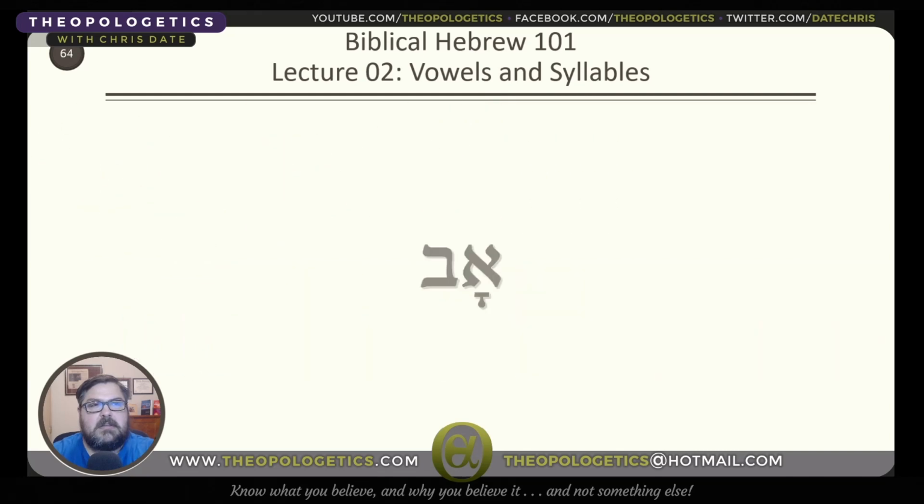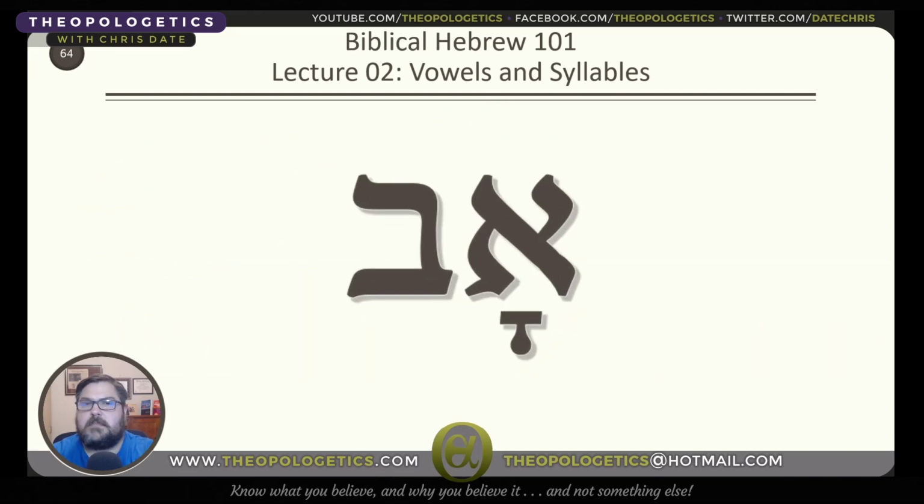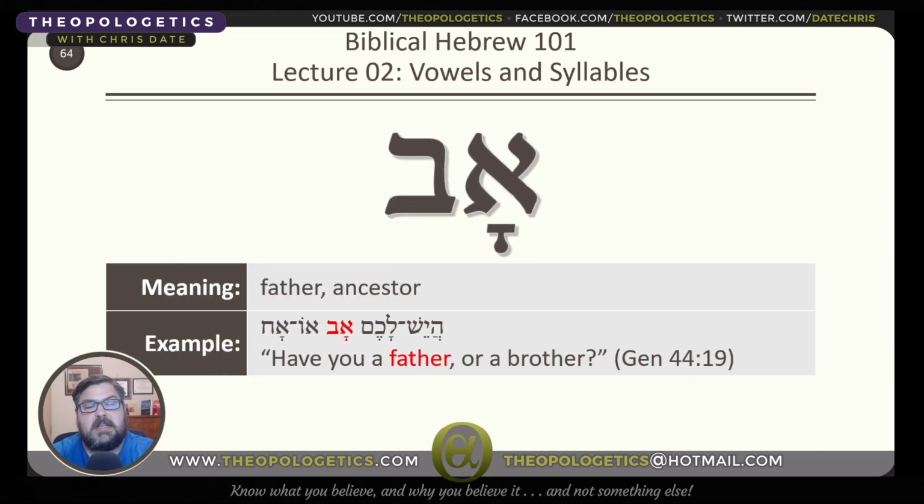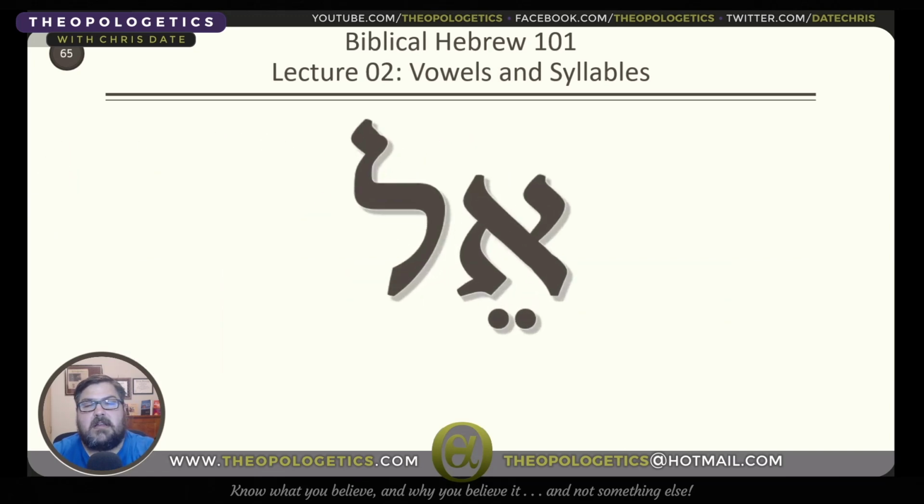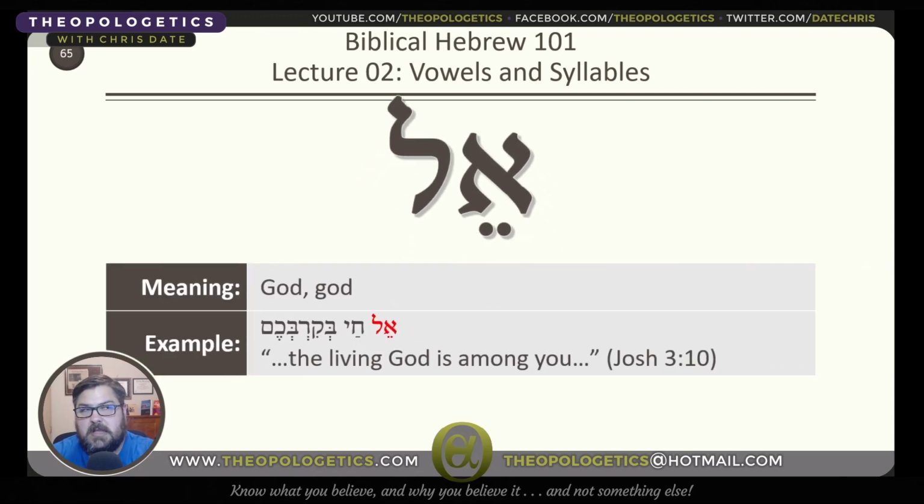Next word is Av. You have heard this word in lectures 1 and 2, or 1 or both, and it is the word meaning father or ancestor. Next up is El. This is the singular word for God, and sometimes the one God of Israel is referred to as El, but often it's also the word used to refer to other false gods.